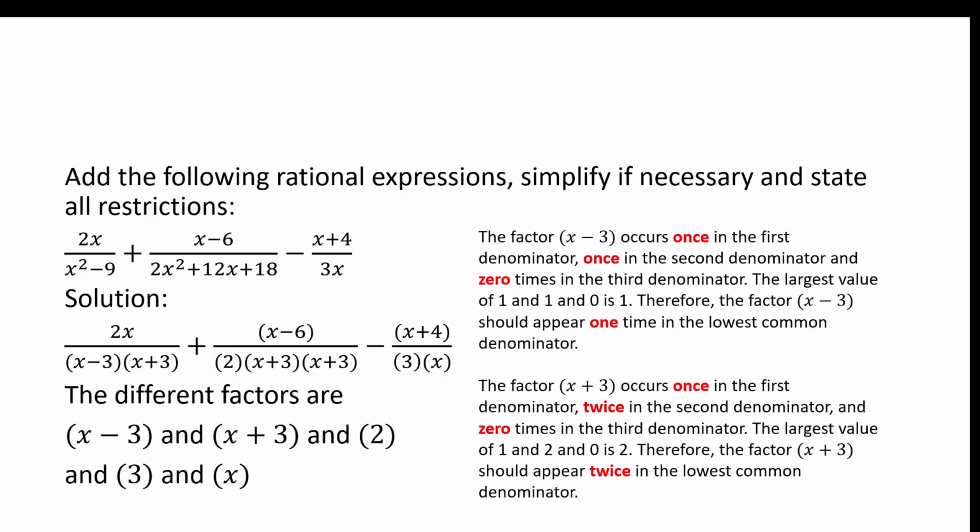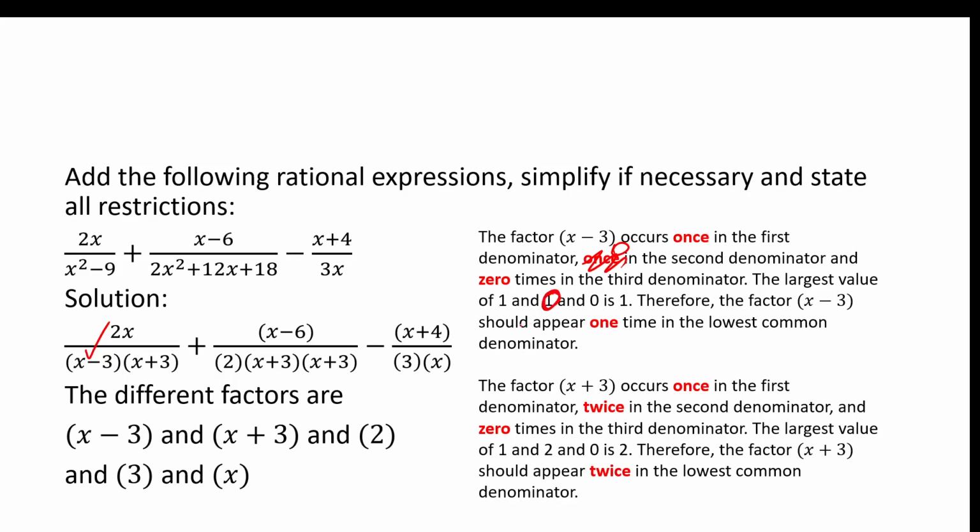Now, the factor x minus 3 we're going to look at specifically. It occurs once in the first denominator. It says here once in the second denominator, but that's actually incorrect. It occurs 0 times in the second denominator, and it occurs 0 times in the third denominator. So since x minus 3, its occurrences are 1 and 0 and 0. It says here 1 and 1 and 0, but it's really 1 and 0 and 0.